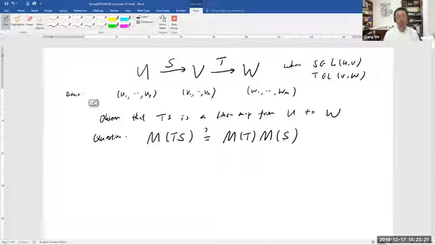Maybe another way to say this is, how could we make this happen? Right now we do not even have a definition of the multiplication between two matrices. So the question is, how do we interpret this right-hand side when you write down the matrix of T and the matrix of S together?